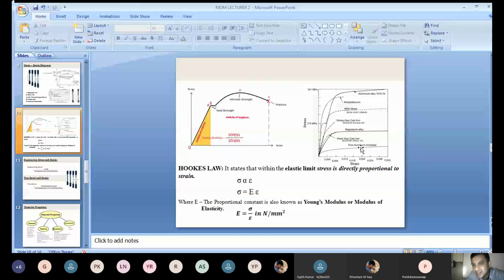Pure aluminum has no yield point here. It behaves similar to rubber, as a non-linear curve. Similarly, if you take wood also. If you want, you can search on the net, in Google images. You can see a different stress strain diagram for different materials. Yes, any doubt?